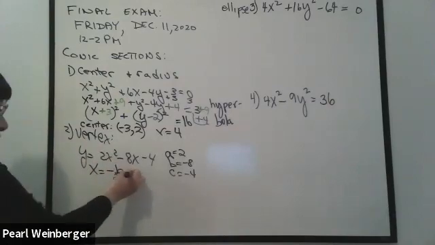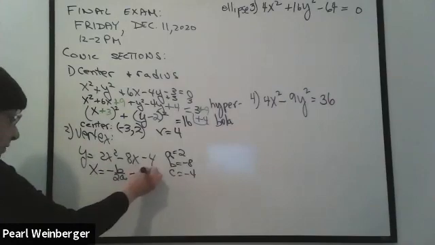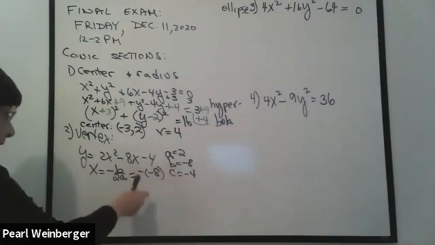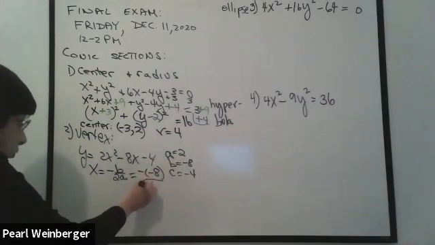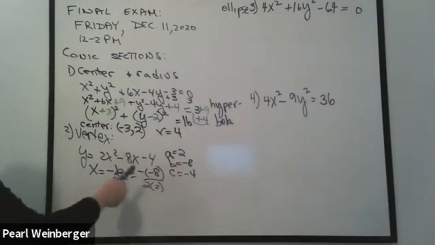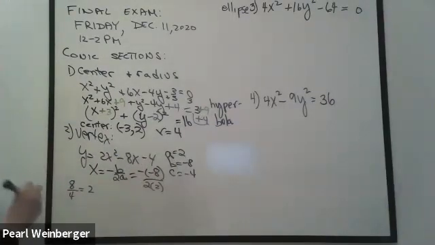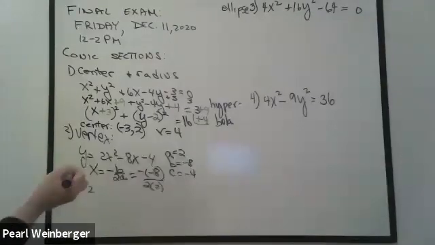So figuring the vertex, I do -b. So it's -(-8), because the b is -8, over 2 times 2, and negative and negative gives me +8 over 4, which is 2. So the x of the vertex is 2.